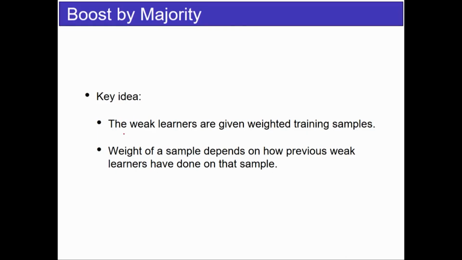Okay. So what is the key idea? The key idea is that the weak learners are given weighted training samples. All the examples that you have seen before, all training samples had equal weight. Training sample 1 was equally important as training sample 35. That was the case. But here the weak learners are given weighted samples.